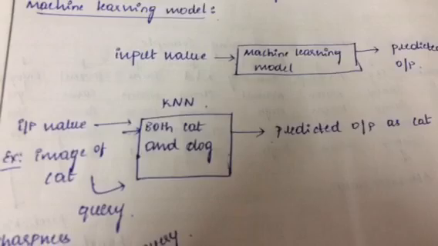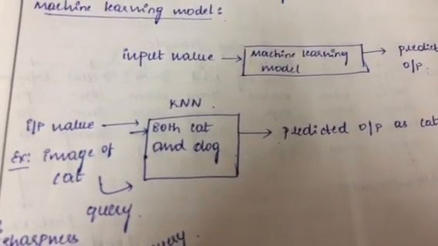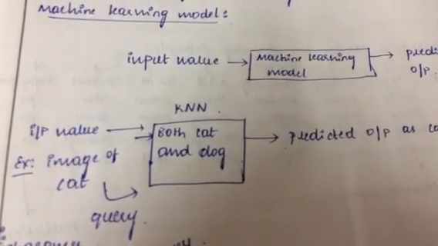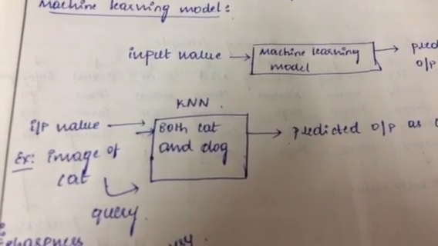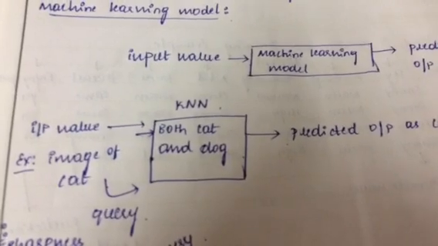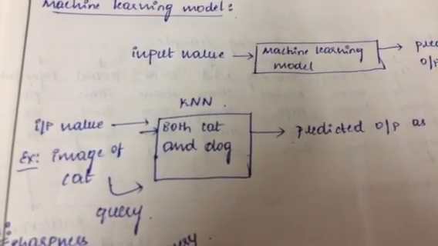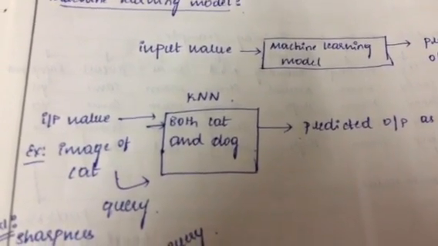Now what is the KNN algorithm? The KNN algorithm is the simplest supervised machine learning algorithm. Now what is meant by a supervised machine learning algorithm? Supervised means there will be labels for classification.